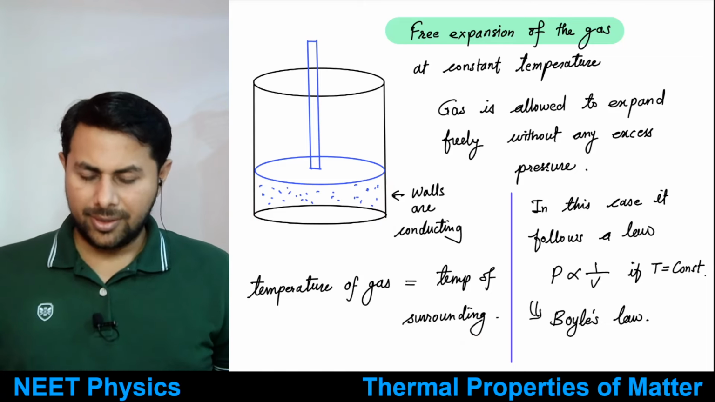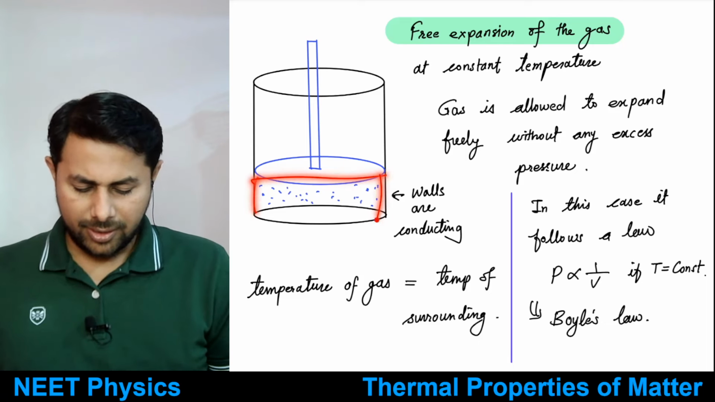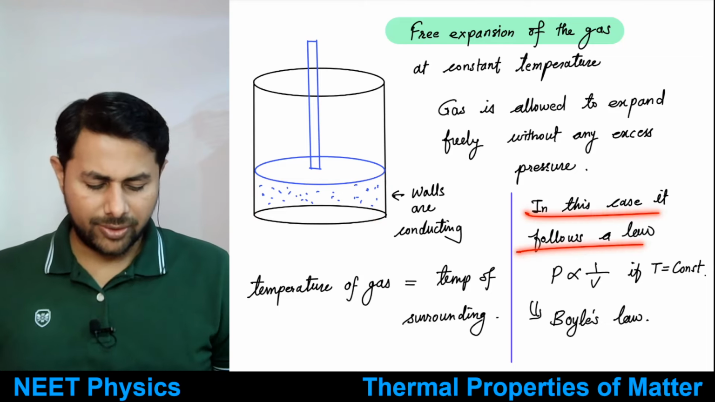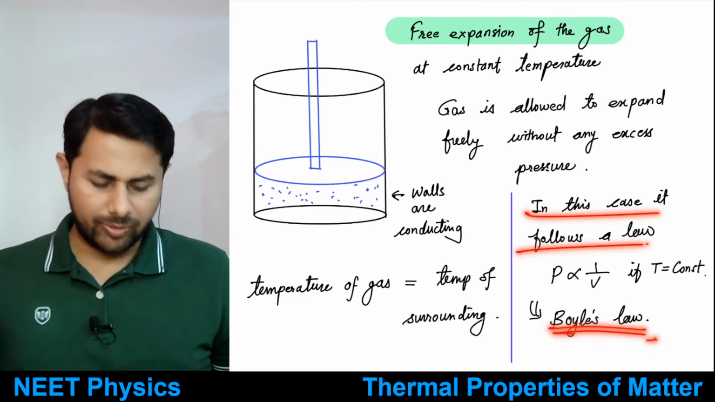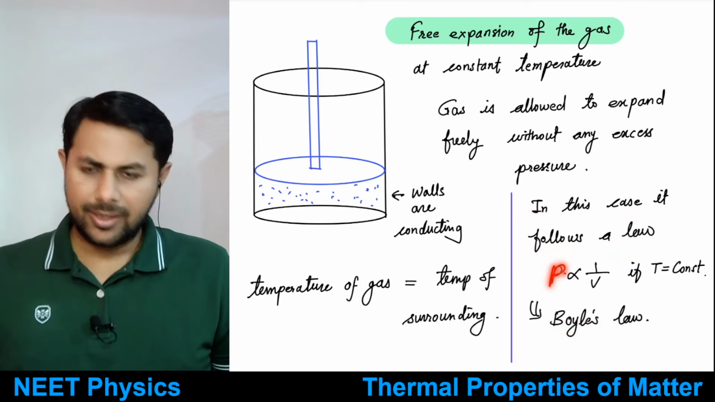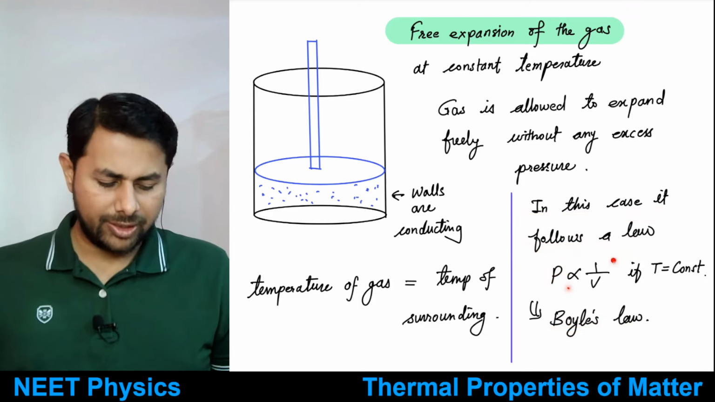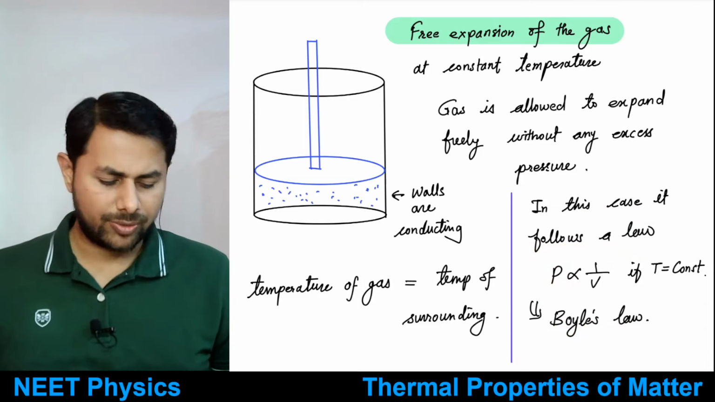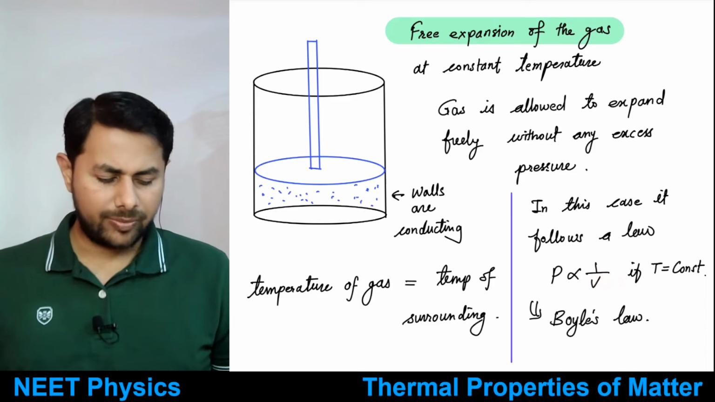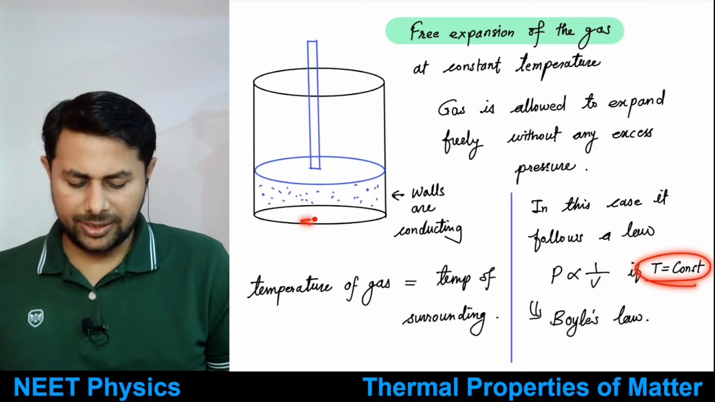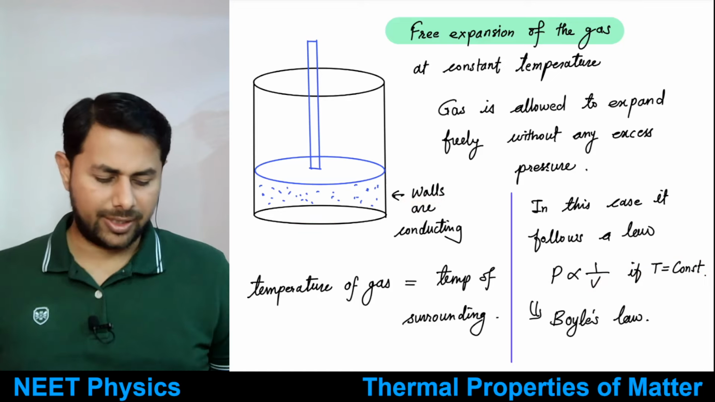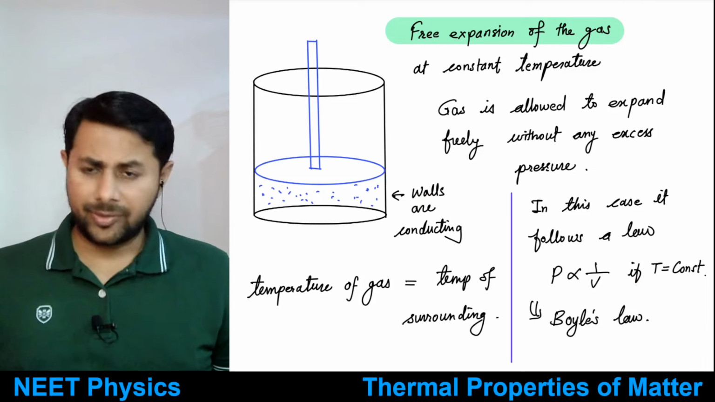Suppose it is isothermal expansion, then it follows a law known as Boyle's law. And what is Boyle's law? The pressure of a gas is inversely proportional to its volume if the temperature is constant. In this case the temperature is constant because the walls of the container are conducting. This thing is clear? Yes, no?